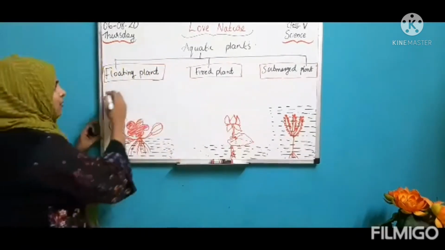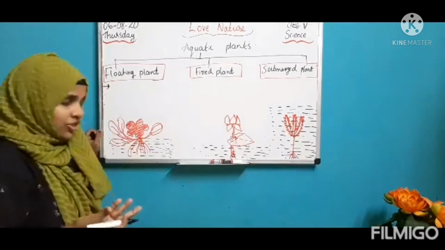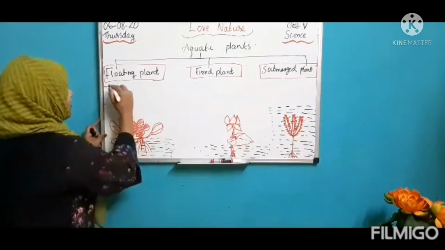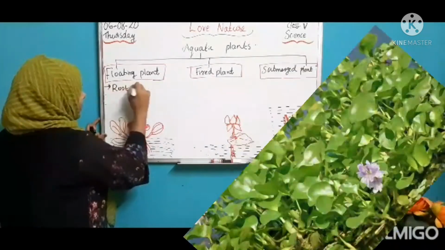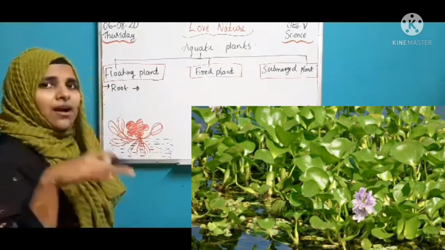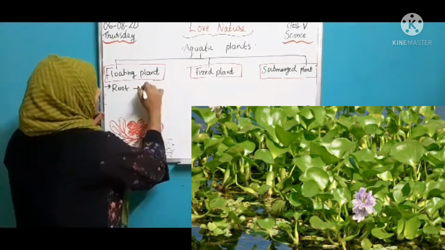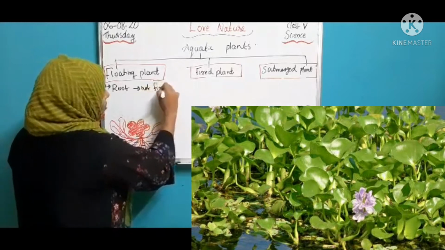And we can check the example of hyacinth. What are the different adaptations seen in hyacinth? Okay, first we can take its root. Its root is not fixed to the soil. That's why it can easily float.